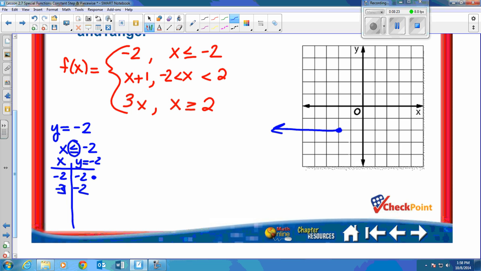Now I'm going to graph the second part. I'm good with him. I'm going to graph y equals x plus 1. What kind of equation is that?